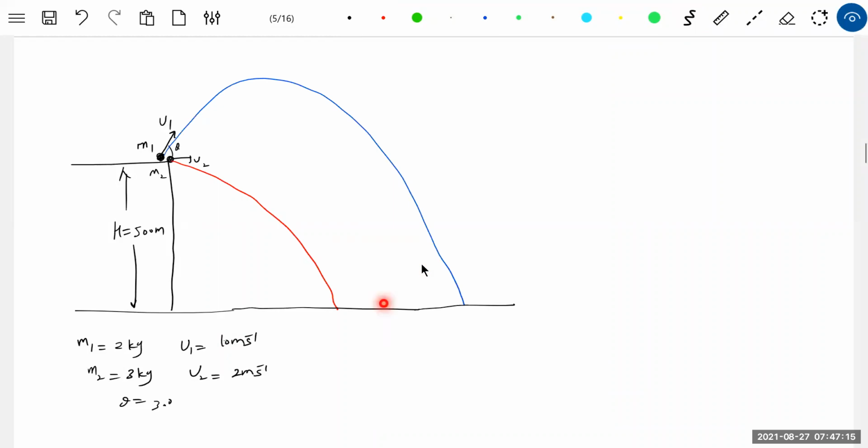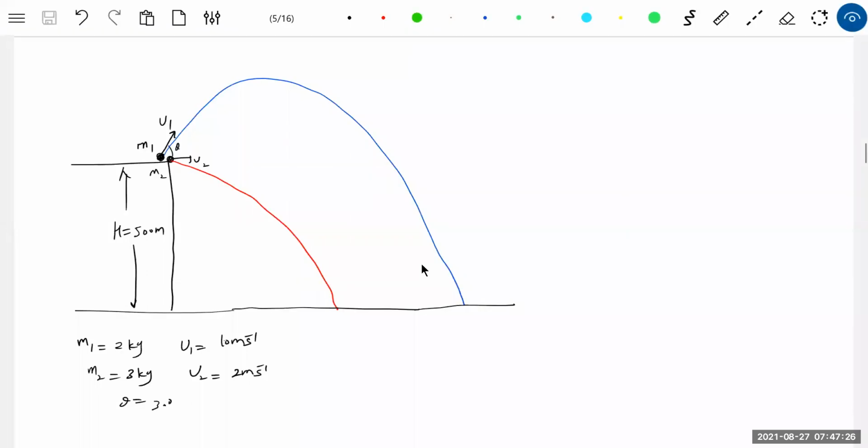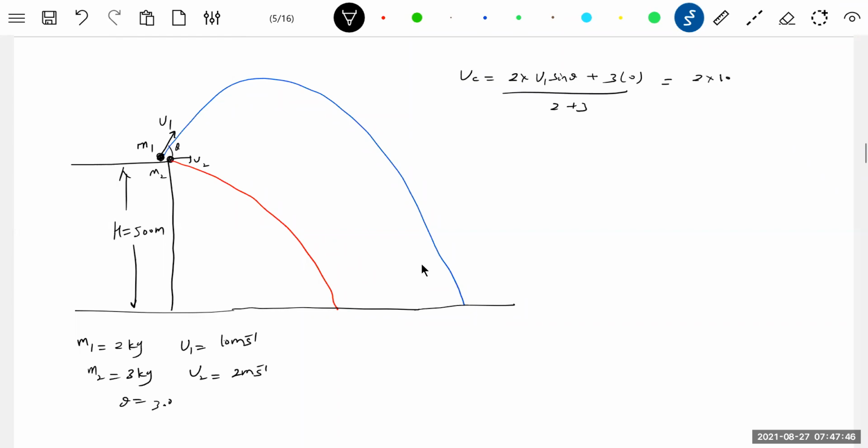I'll ask you now, what is the maximum horizontal displacement of center of mass, and the maximum height of the center of mass? So in this case, what is the method? What is the maximum range of center of mass? Then what is the maximum height ascended by the center of mass? Here again, you are going to calculate the initial velocity of center of mass. So how much is it? 2 into u1 sine theta plus 3 into 0, divided by 2 plus 3. u1 sine theta is 10 sine 30, which is 5, so this is 2 meter per second. How will it be directed? Vertically up.